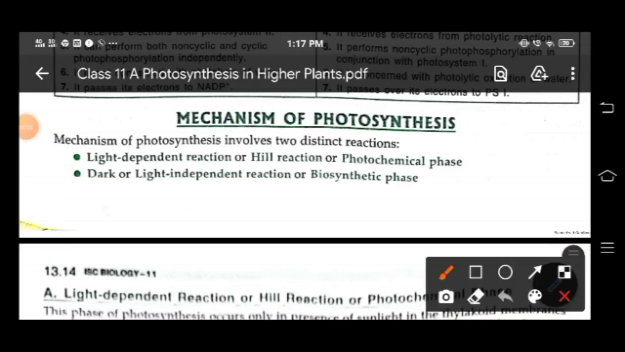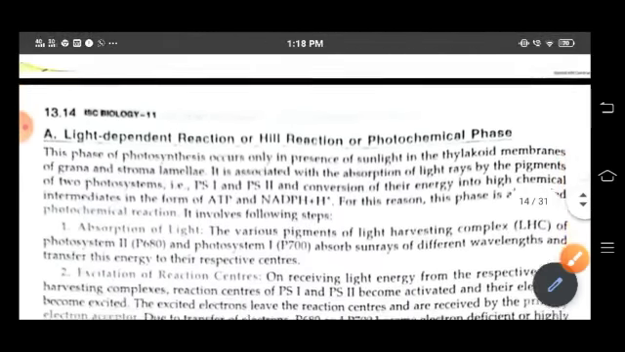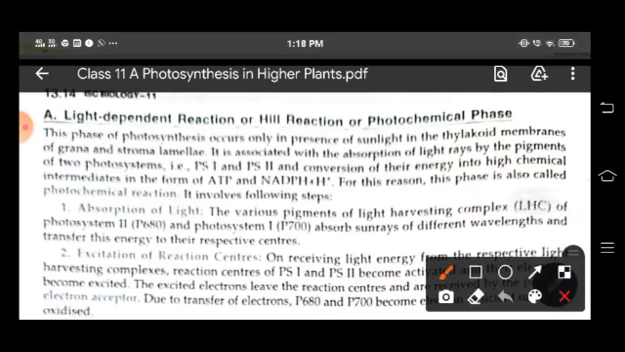Mechanism of photosynthesis. It involves two different reactions: the light dependent reaction, or Hill reaction, or photochemical phase, and the dark or light independent reaction, or biosynthetic phase. The light dependent reaction occurs in the presence of sunlight in the thylakoid membranes of grana and stroma lamellae. It involves both photosystem 1 and photosystem 2 and the conversion of energy into high energy chemical intermediates in the form of ATP and NADPH plus H+.